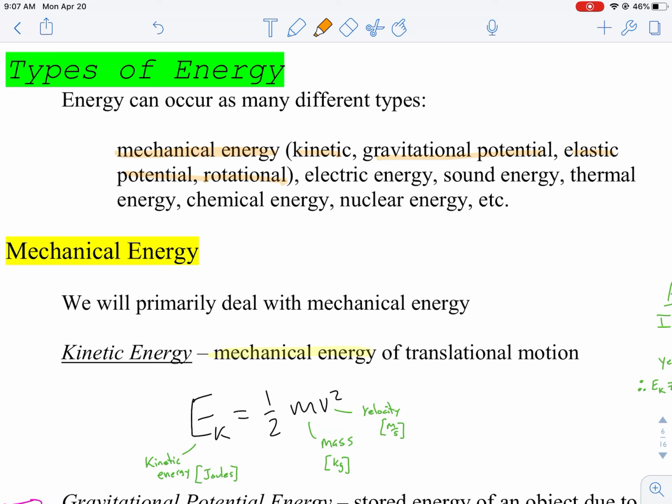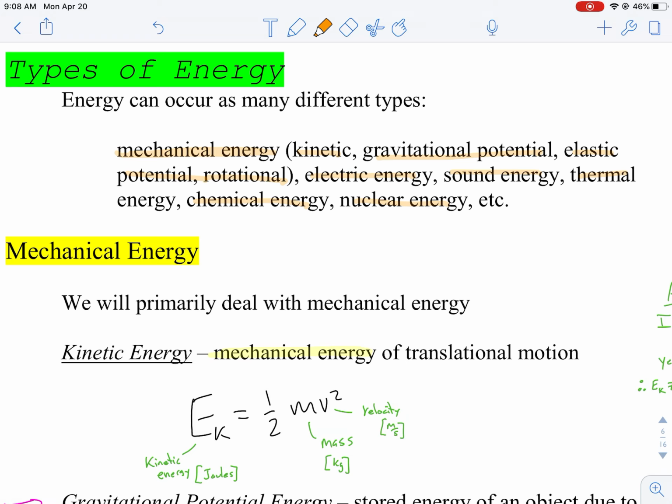Now, energy is a very broad topic. It does incorporate so many different aspects. There's many different types of energy that are also associated here. We have electrical energy, there's sound energy, thermal energy, chemical energy, and by chemical energy, I'm talking like chemical potential, nuclear potential energy, and we could go on. The list goes on and on and on.